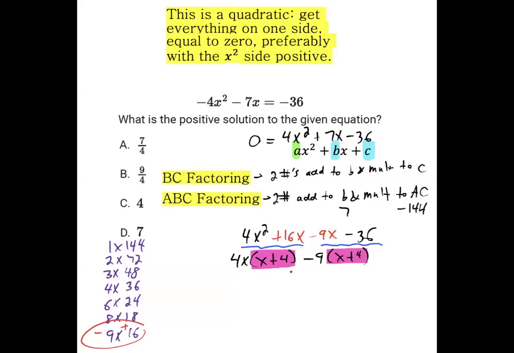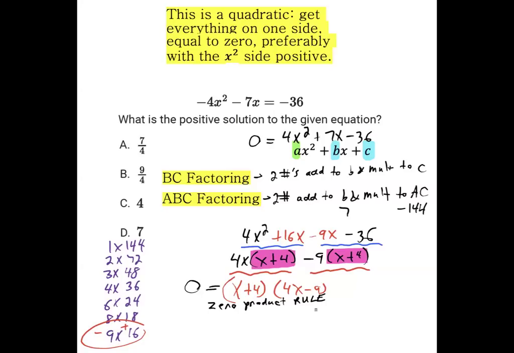But now we've got two terms. We've got this term and this term, and they both have a greatest common factor of x plus 4. So we can factor out the x plus 4. It leaves us with 4x minus 9. So we've reached our answer in terms of factoring. Now, all of this was equal to 0 from the beginning. So now we can use our zero product rule, where we're going to take both of these parentheses and set them each independently equal to 0.